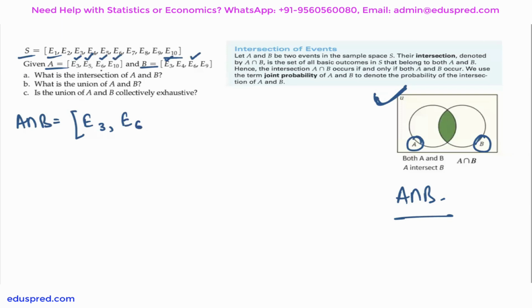E10 is only a part of A, but not a part of B, so it doesn't come in A intersection B. Similarly, E4 is only a part of B, but not of A, so it does not come into A intersection B. And E9 is a part of B, but not of A, so again, it will not come into A intersection B.